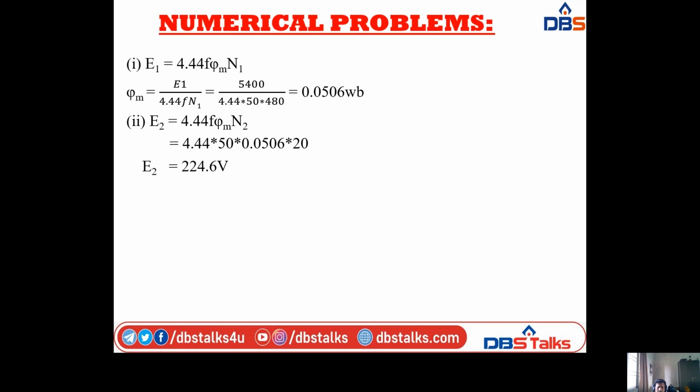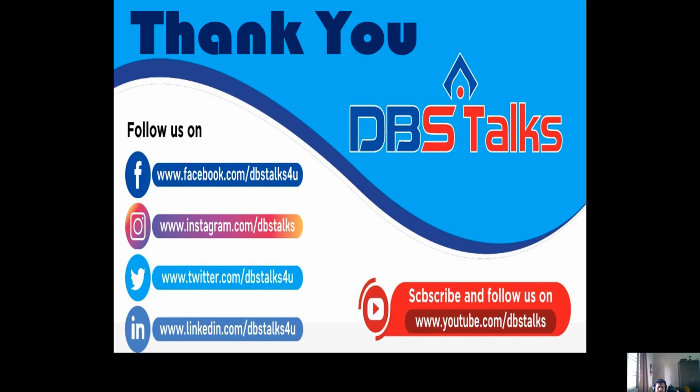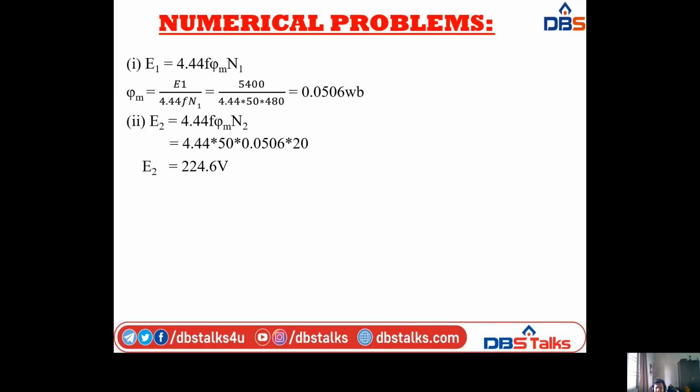E2 equal to 4.44 f phi m N2. Therefore, 4.44 into f 50 into phi m 0.0506 multiplied by N2 20. So by using calculator, you have to calculate the EMF equation. E2 equal to 224.6 volts. 224.6 volts.